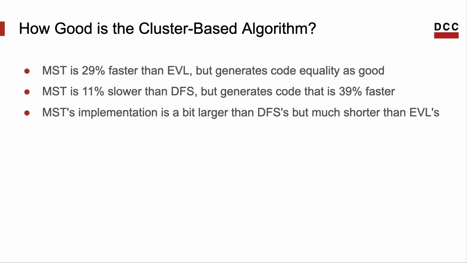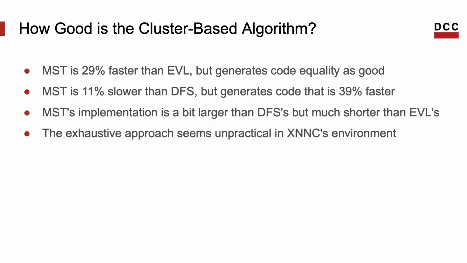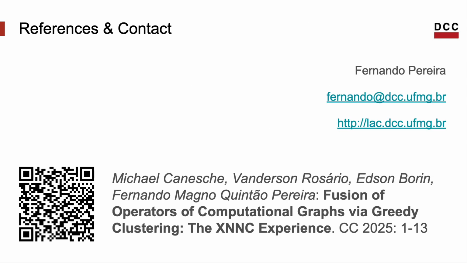The implementation of MST is a bit larger than the implementation of DFS, but not by much, and is much shorter than the implementation of EVL, the evolutionary approach. The exhaustive approach seems to be impractical, at least in the context of XNNC, because we have large models, with thousands of operators and thousands of edges.